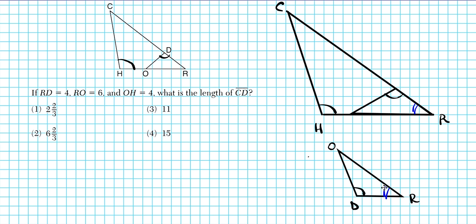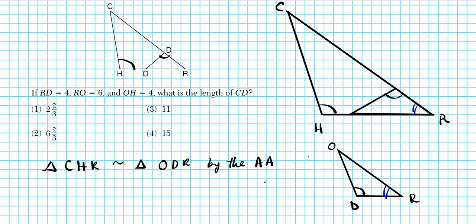So if you have two triangles where a pair of corresponding angles are congruent, what's the conclusion? The conclusion is that the triangles are similar. So triangle CHR is similar to triangle ODR, by the AA similarity postulate.